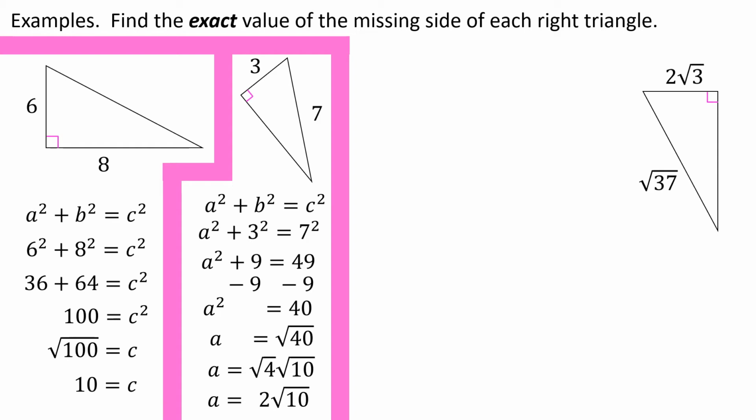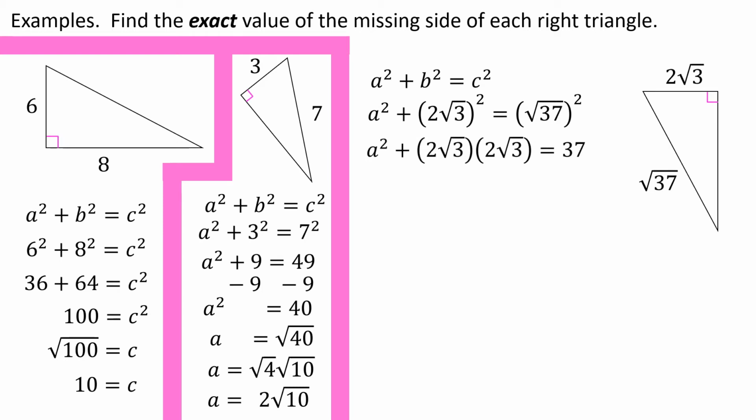Hey, this looks like fun. And again, notice every time I start by writing a squared plus b squared equals c squared. It looks like I'm missing one of the legs. Now, when I square these, the square root of 37 is easy. Square root of 37 squared, square root and square just cancel each other. I get 37.